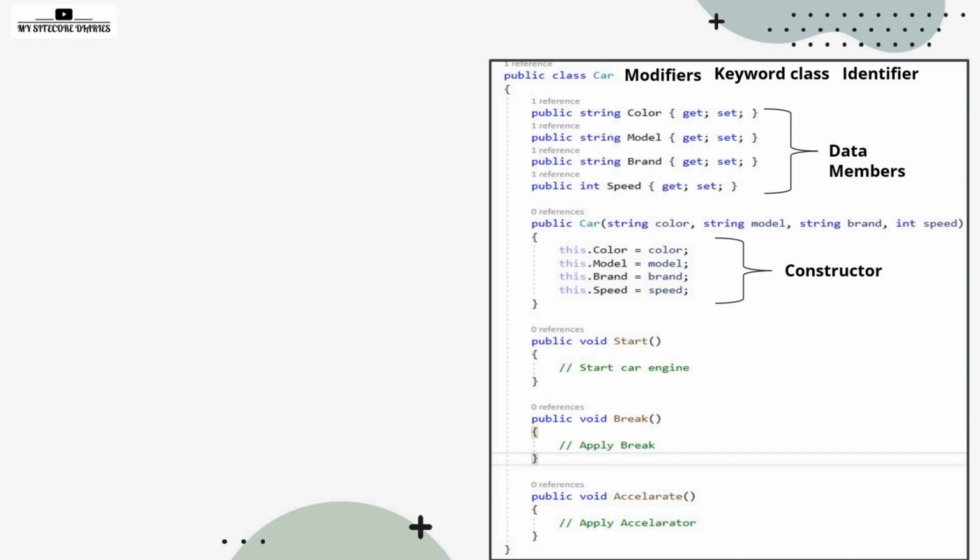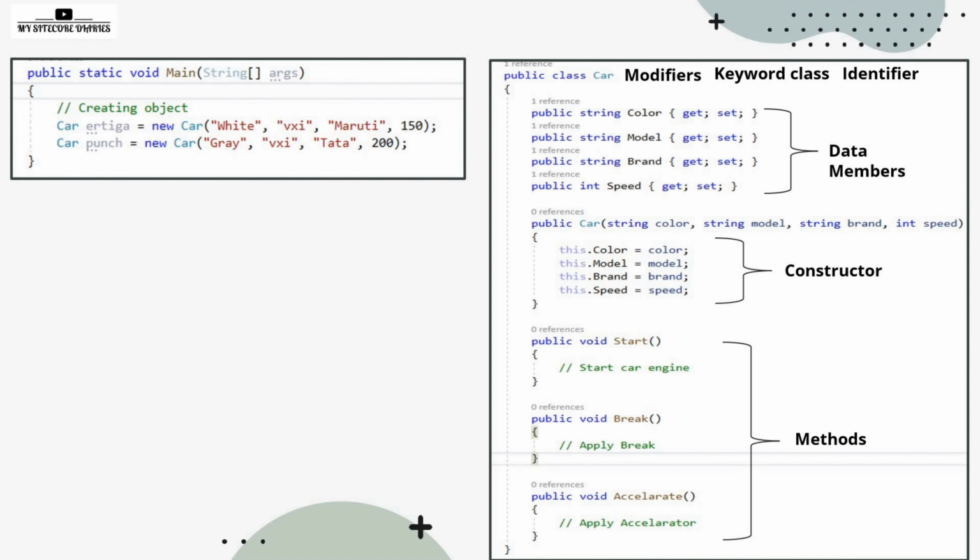Then you have these three methods we see here. First is the start method, where you can write the logic of starting the engine. Then you have a brake method where you can write the logic of applying the brake, and then you have an accelerator method where you can write code to apply the accelerator. So this is a simple example of a real life model in the programming model. Here the car is your class, color, model, brand, speed are your data members. You have start, brake, and accelerator methods.